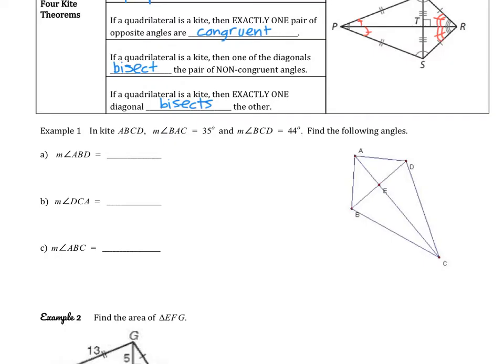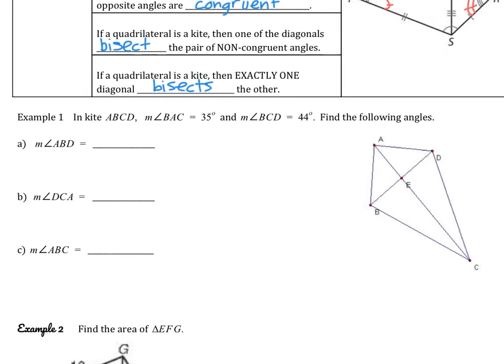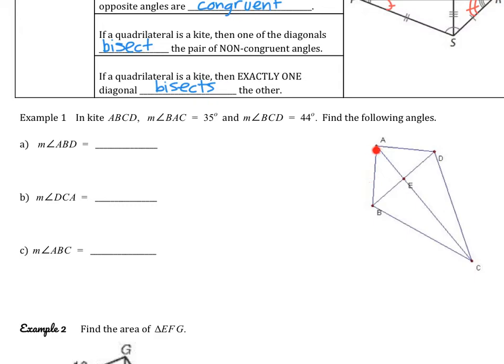Okay, so here we are told that this is a kite. And the first thing we're told is that the measure of angle BAC, which is right here, is 35 degrees. And we are also told that BCD, so this entire angle, is 44 degrees. So they would like us to find the following angles. First, they want us to find angle ABD.